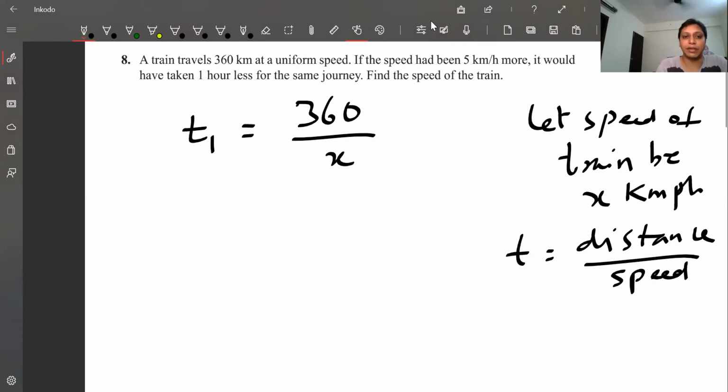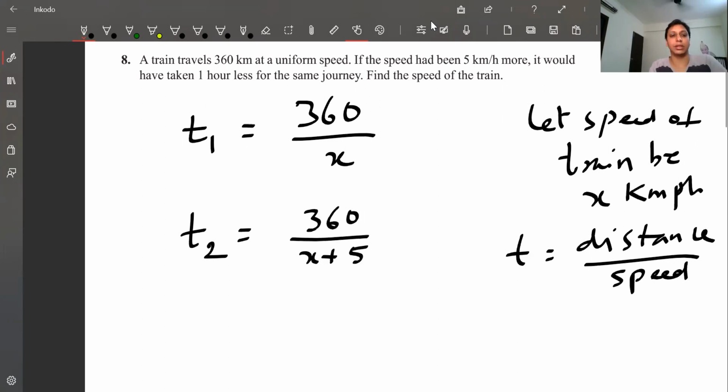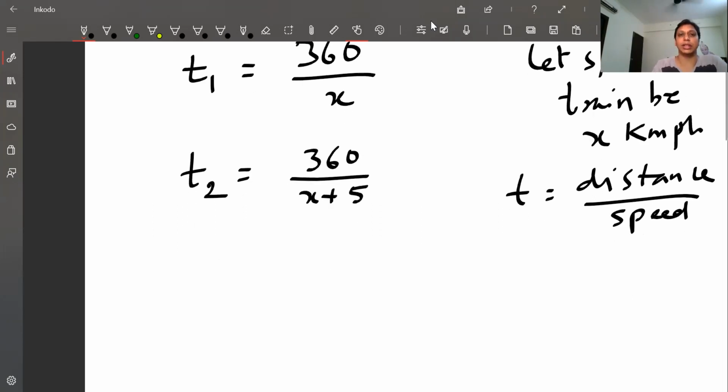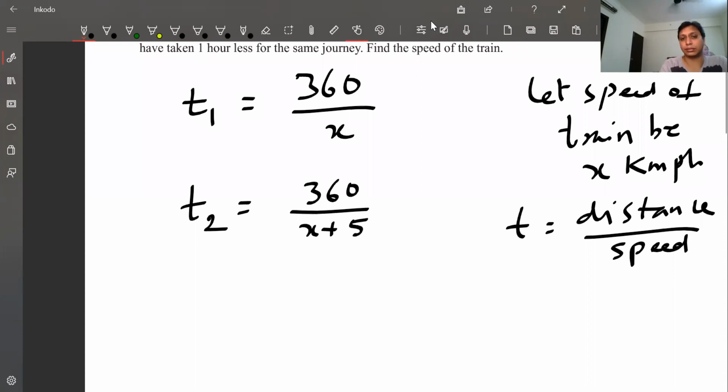Now, in the second part, we are talking about another time. When the speed is increased, the time will get reduced. Okay, so what he's saying is it would take 1 hour less. So this is more time, and this is comparatively less time because the speed got increased.